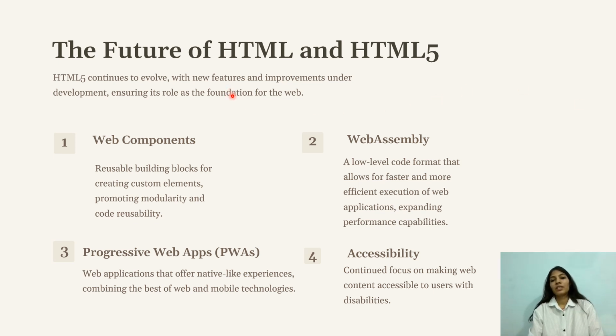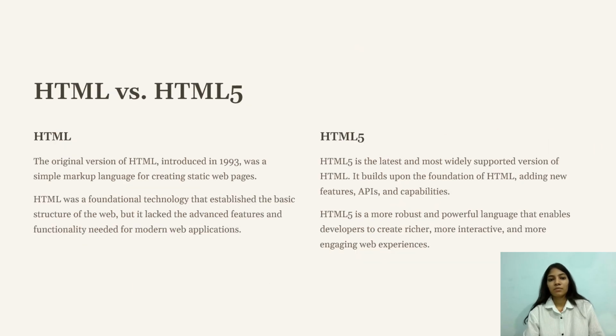Then the future of HTML and HTML5 is very important, and we have also made many web apps using these. WebAssembly, accessibility, web components, these are all areas where HTML and HTML5 are used. HTML is the earlier version, and HTML5 has added many semantic elements and other improvements, like web performance. So HTML is the earlier version, and HTML5 is the new version.